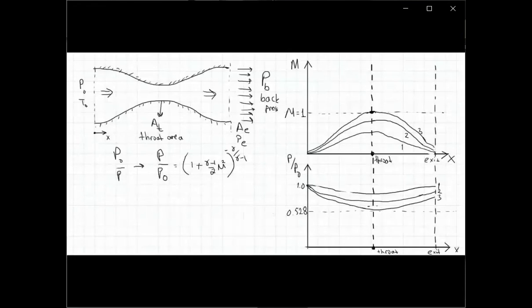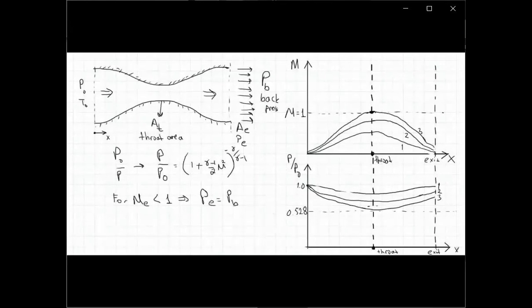So of course, you can imagine, in order to achieve higher and higher Mach numbers in the diverging part, we need to reduce the exit pressure or the back pressure further. So let me first put a note here. For exit Mach numbers that are subsonic, the exit pressure will be equal to the back pressure.